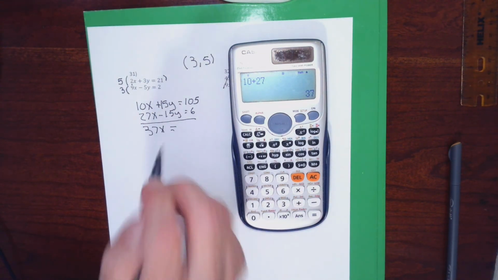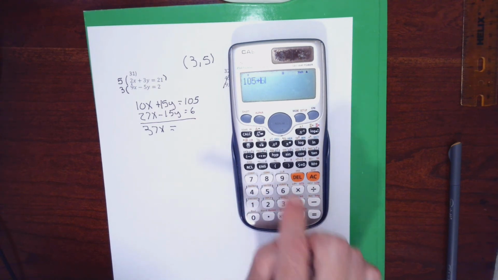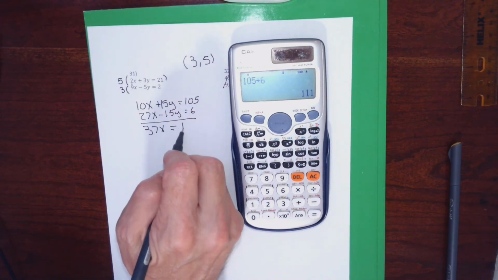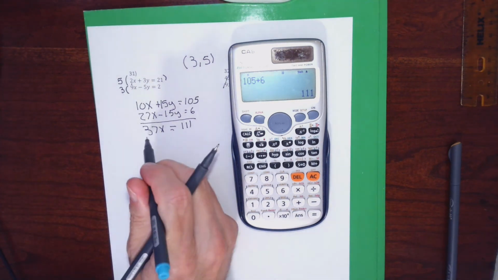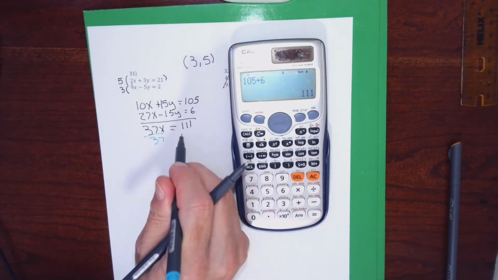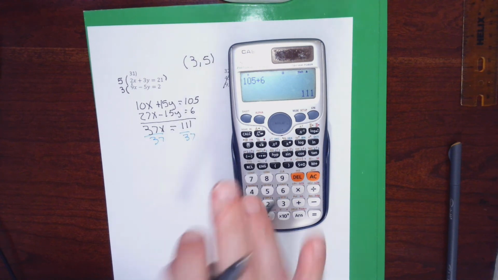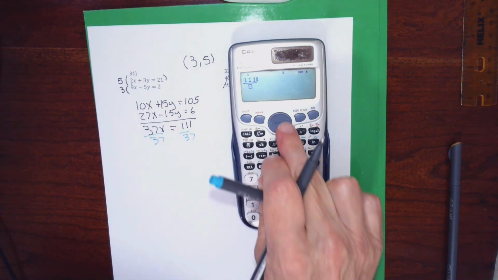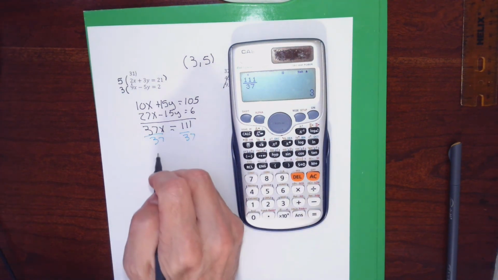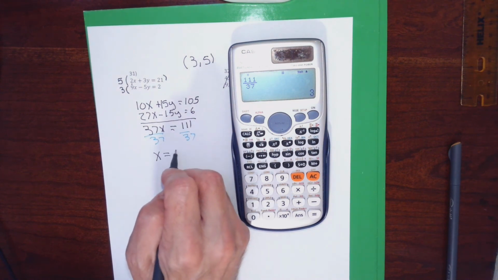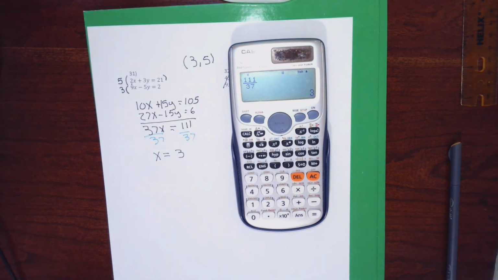Now I'm going to add the 10x plus the 27x and get 37x. The y's are going to cancel. I'm going to add the 105 and the 6 and get 111. And now I'm going to divide by 37. That gives me, on the left-hand side, just the x because I forced the 37s to cancel. And on the right side, 3.